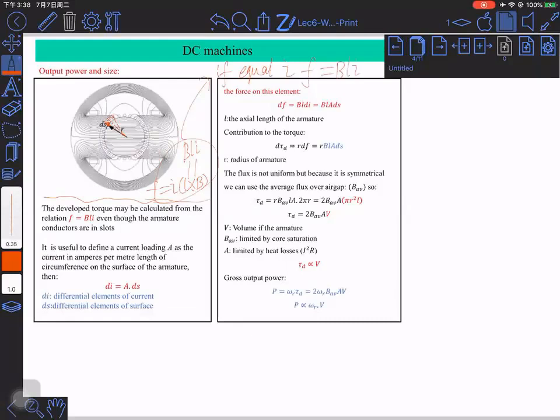But assume now we are having a complicated armature circuit where there are a lot of conductors, but each of the conductors will be carrying different current. Then how can you find the total torque? The total torque.